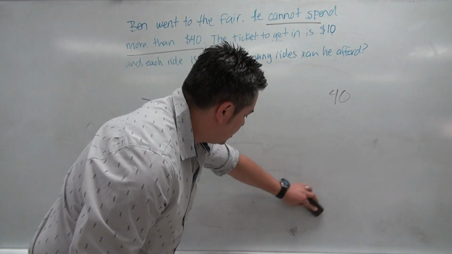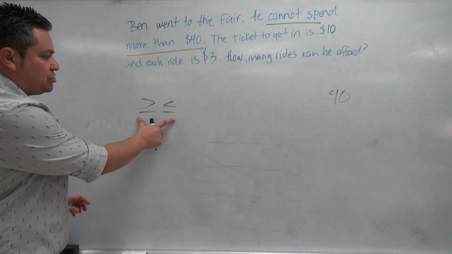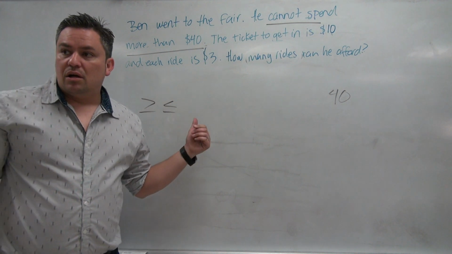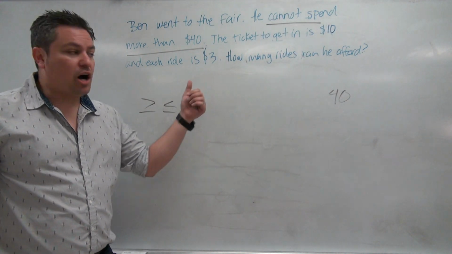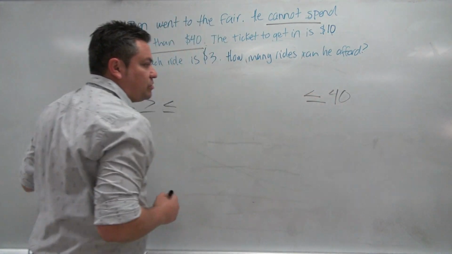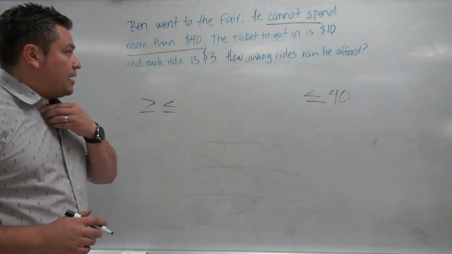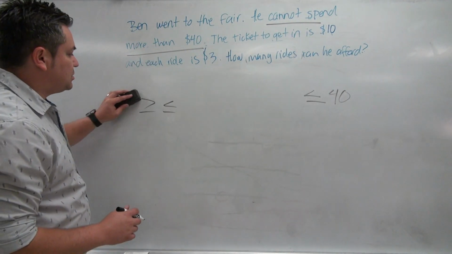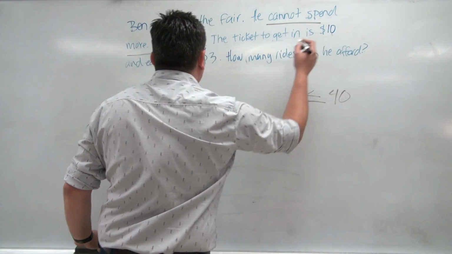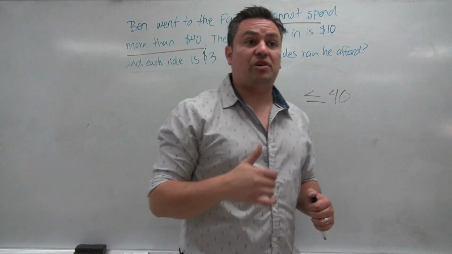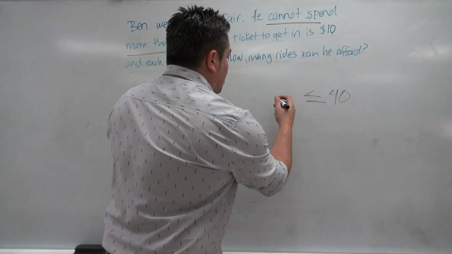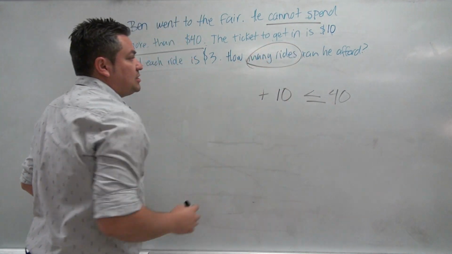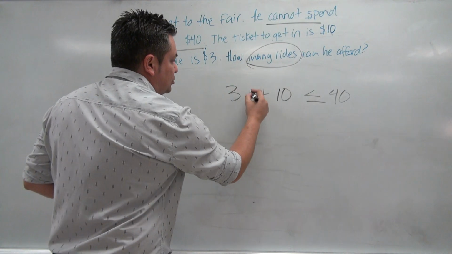So let's write the equation. We established that we're gonna use one of these 2 signs. Which one is it? Greater than or equal or less than or equal? Can he spend more than 40? No, so it has to be less than or equal to 40. Everybody agree so far? Okay. So now, what else do we know? It's $10 to get in. He's not jumping the fence, he's not digging a tunnel, so he has to pay that, right? Plus 10. Very good. Now, how much per ride? 3. Because it says how many rides, and each ride, so it's 3x.